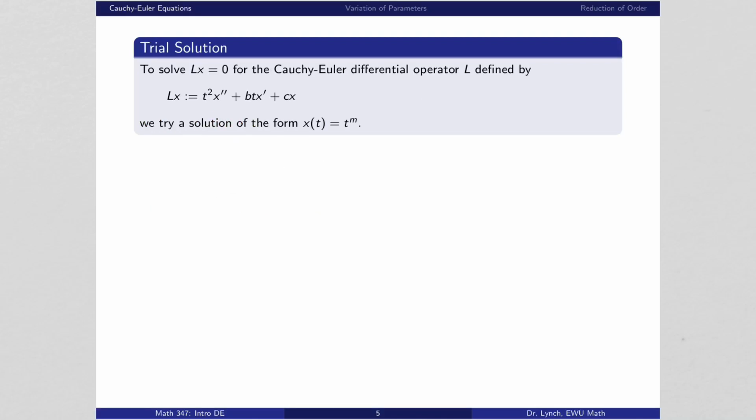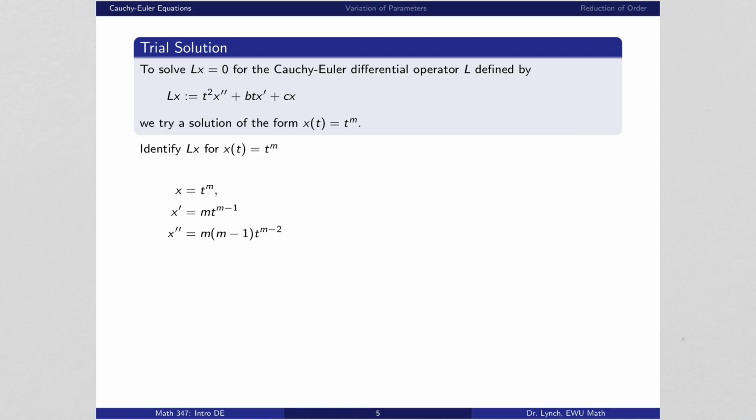So to solve the associated homogeneous Cauchy Euler equation, when we define our differential operator L as Lx equals t squared x double prime plus b t x prime plus c x, we'll try a solution of the form t to the m and just see what happens. Just like before, when we tried a solution, you need to calculate the derivatives of x to be able to plug those in. So of course we'll just apply the power rule here. If x is t to the m, the derivative is m times t to the m minus 1, and the second derivative is m times m minus 1 times t to the m minus 2.